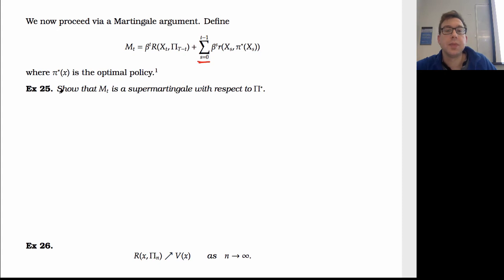What I'm going to show is that this term M is a supermartingale. So in other words, in expectation, this goes down. So let's show that.